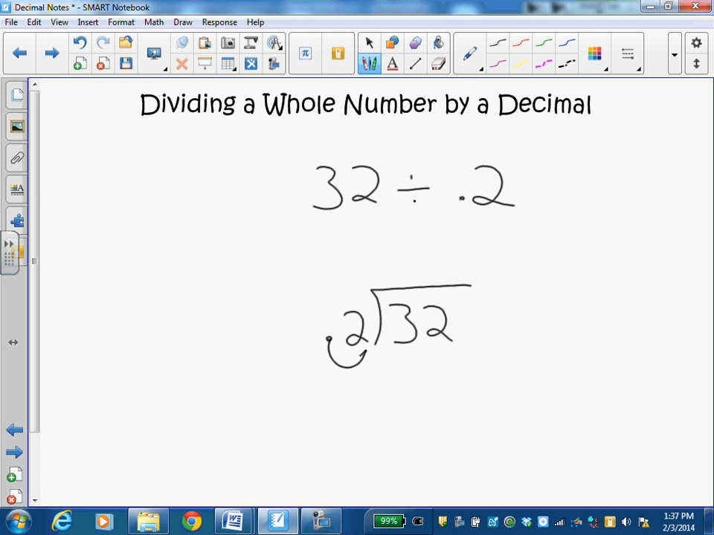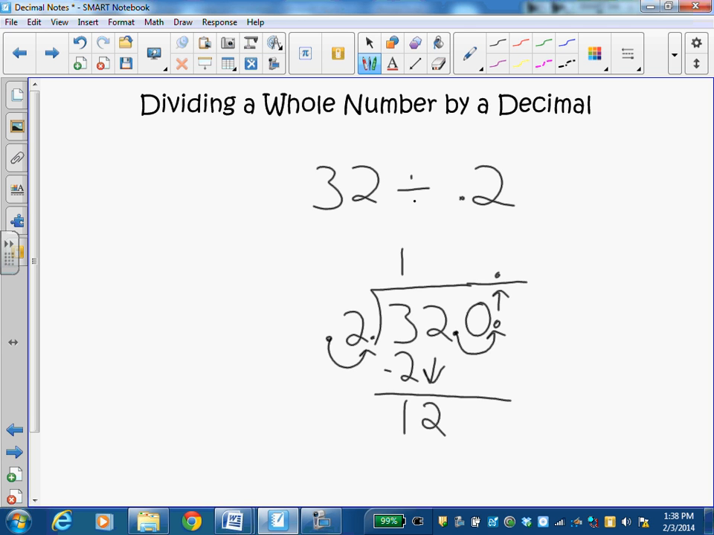I want to get rid of the decimal, so I move it over here. That was one move. So my decimal is really behind 32. So I make my one move, puts it there. I've got to fill the bucket with a 0, bring my decimal up. Now my problem is 320 divided by 2. I can do that. That's easy.